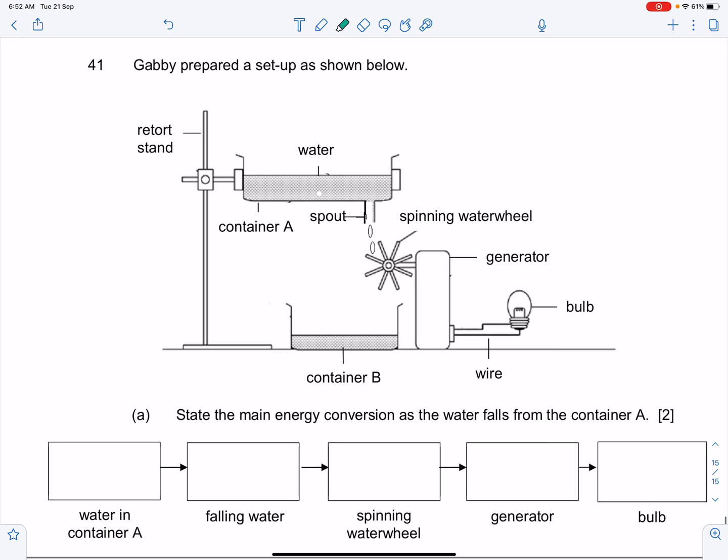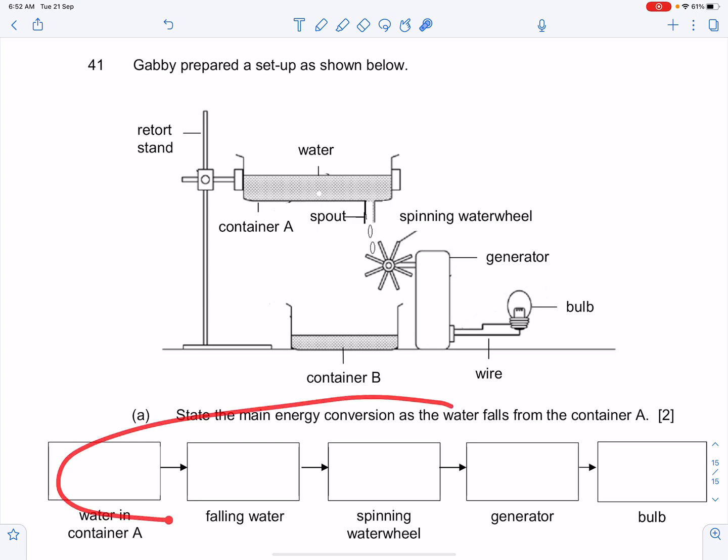Okay, 41. Right off the top, when I see this kind of question and this flow diagram, I already know that this is talking about forces probably. Even before I attempt this question, I will start to recall what my teacher has told me about this kind of question.